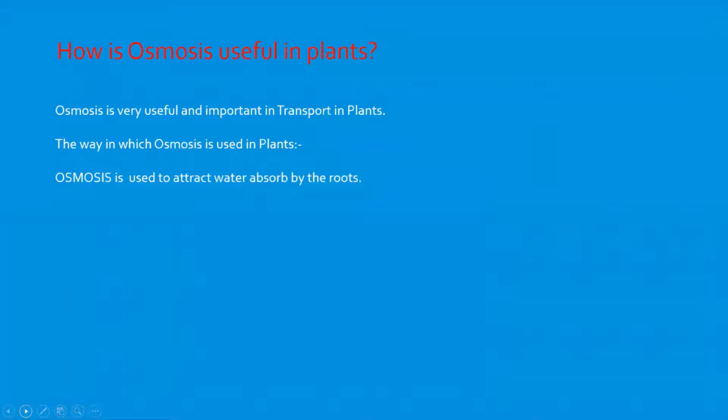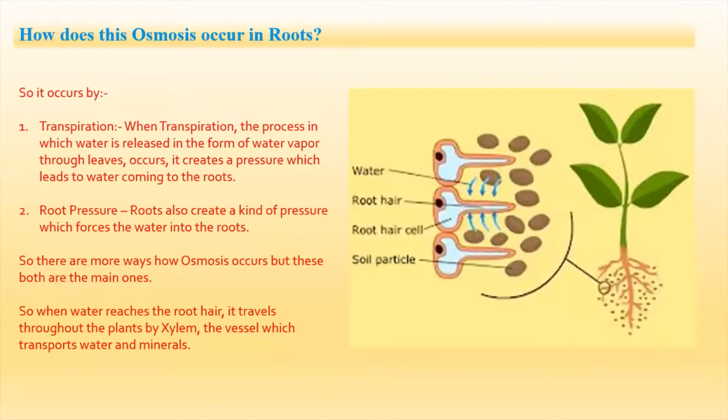Osmosis is very useful and important in transport in plants. The way in which osmosis is used in plants is to attract water so that it can be absorbed by the roots in the ground. We just learned how osmosis is useful in plants. Now, let us learn how osmosis occurs in plants, how it takes place.